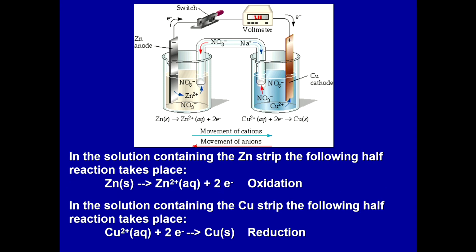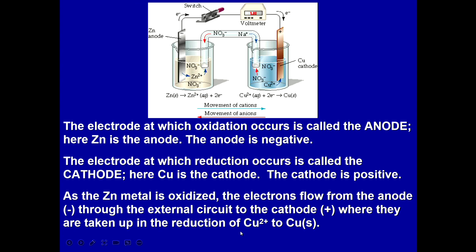So on this side, the zinc loses electrons to form zinc cation. This process is called the oxidation process. And in this half cell, the copper cation gets electrons to form copper solid. So this reaction is the reduction reaction.